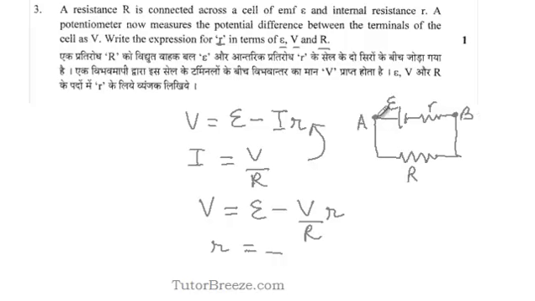Now the potential difference between these 2 points A and B, suppose we have a current I flowing in the circuit, will also be equal to IR. So over here we have written the current I as V over R and put in that value into the first equation.